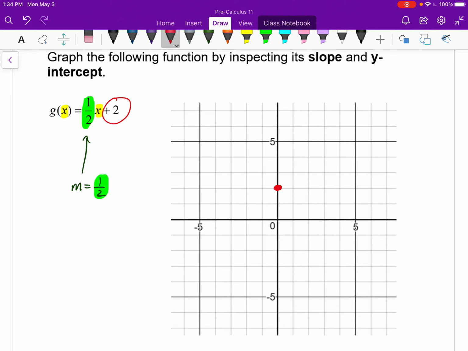So I go, I said up 1 over 1. I meant to say up 1 over 2. Right, there's the rise, there's the run. So up 1 over 2 brings me to there. And now I can visualize this line. I can do that again, up 1 over 2, up 1 over 2.